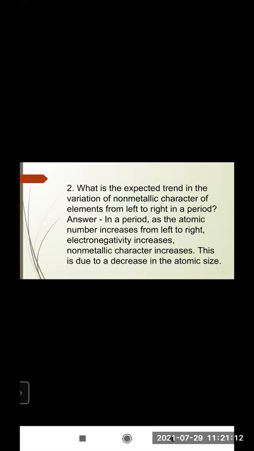What is the expected trend in the variation of non-metallic character of elements from left to right in a period? The answer is, in a period, as the atomic number increases from left to right, electronegativity increases, non-metallic character increases, and this is due to decrease in the atomic size.